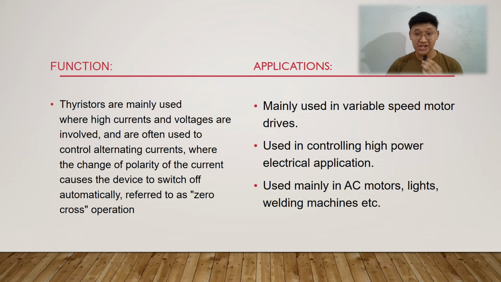What is the function and application of Thyristor? Thyristors are mainly used where high current and voltage are involved and are often used to control alternating currents, where the change of polarity of the current causes the device to switch off automatically, referred to as zero cross operation. Some applications of Thyristor are variable speed motor drives, controlling high power electrical applications, and mainly in AC motors, lights, and welding machines.